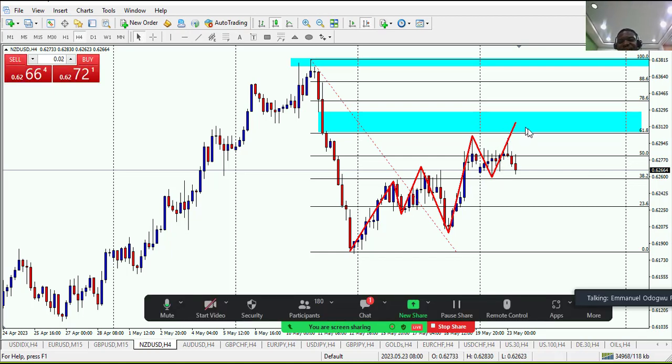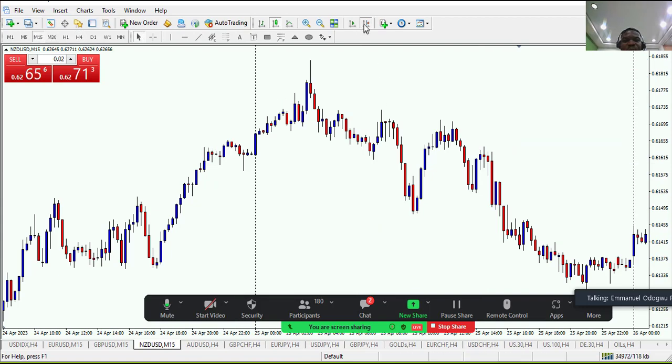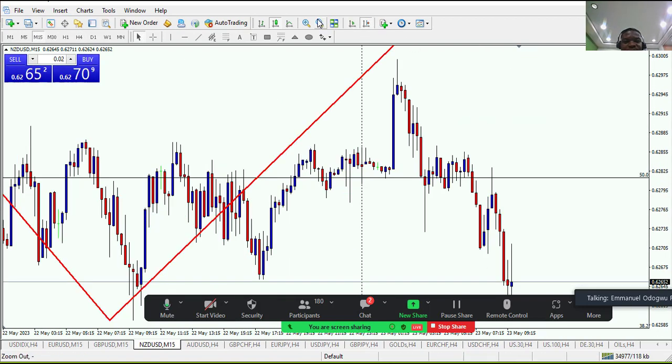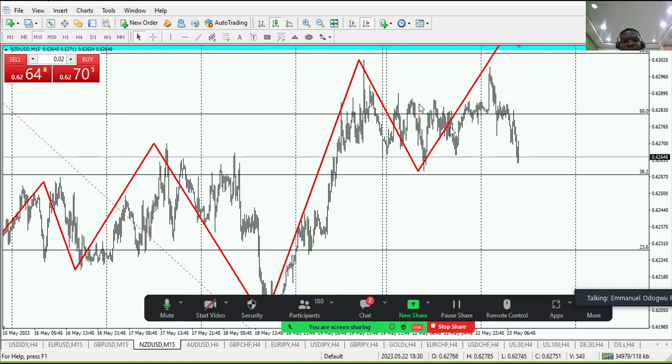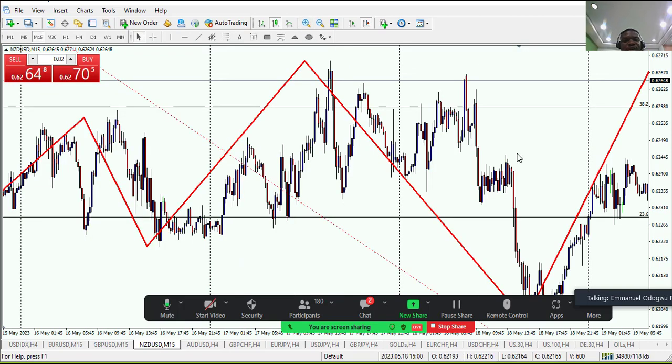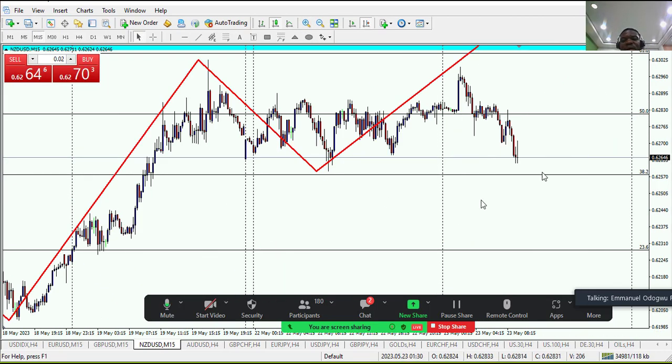Now, from what we can see, it has not broken this low. It gave us a low here, and it has not broken the low. So let's go down to the 15 minutes time frame and of course pick our trade for intraday traders, bearing in mind that the H4 time frame is still on a downward trend.